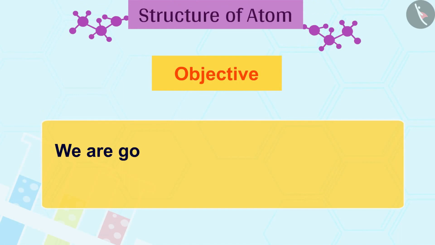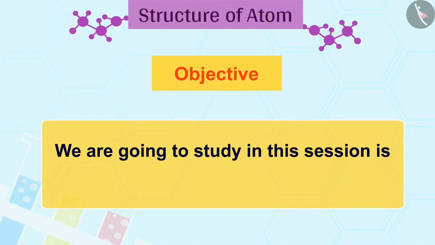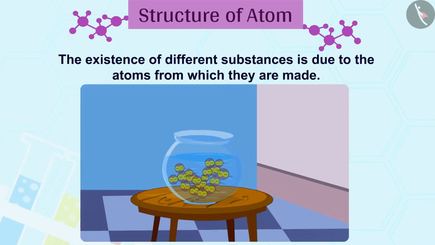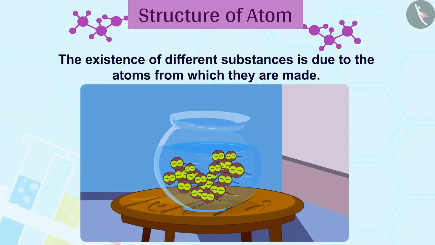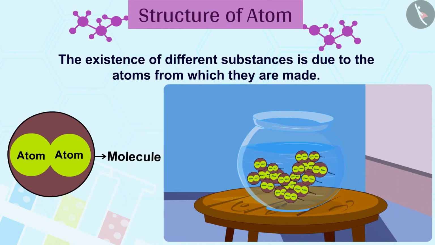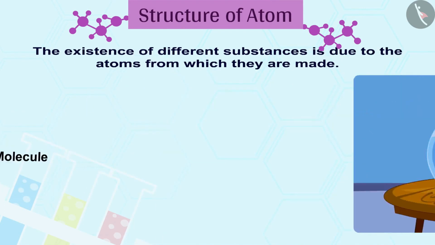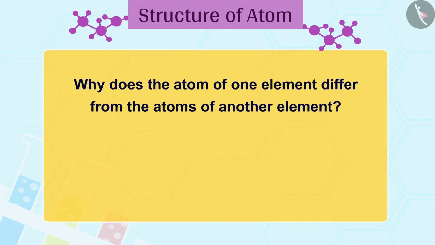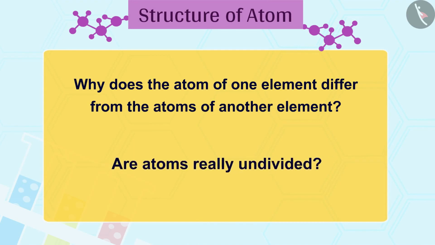The topic we are going to study in this session is structure of atom. We have seen that the existence of different substances is due to the atoms from which they are made. But why does the atom of one element differ from the atoms of another element? And are atoms really undivided? We will find the answers to these questions in some upcoming videos.